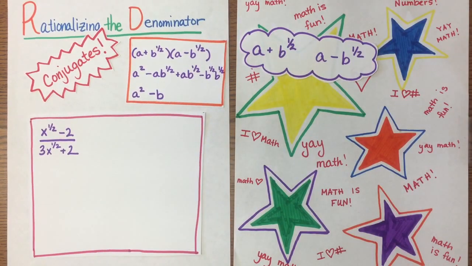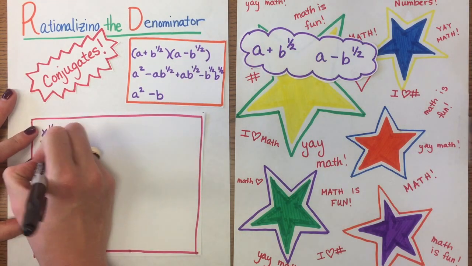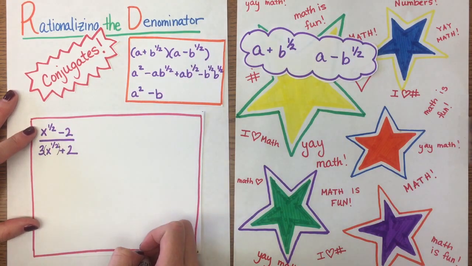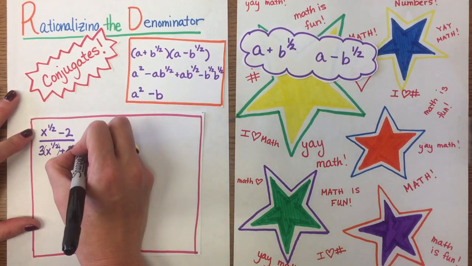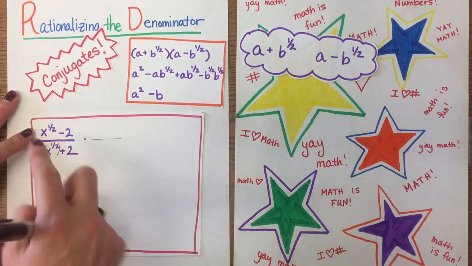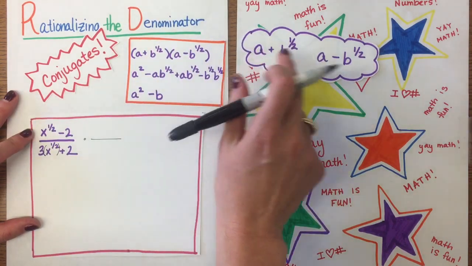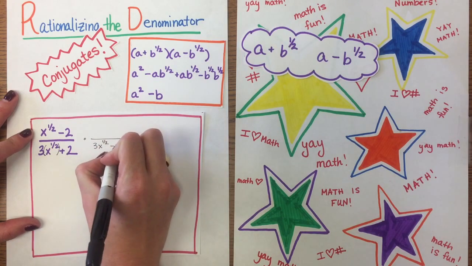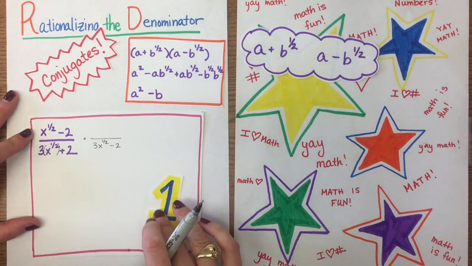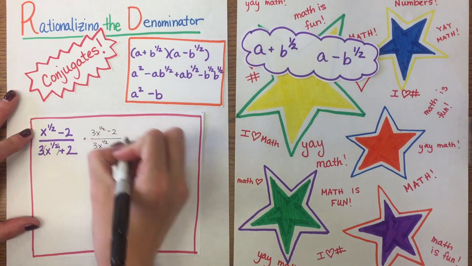So here I have x to the 1/2 minus 2 divided by 3 times x to the 1/2 plus 2. You want to be careful here because only x is being raised to the 1/2, not 3. There would need to be parentheses around the 3x if the 3 was being raised to the 1/2. So I need to think about what's the conjugate. And our pattern for conjugates is you change the sign. So this should be 3x to the 1/2 minus 2. And remember, convenient value of 1, our numerator should be 3x to the 1/2 minus 2.